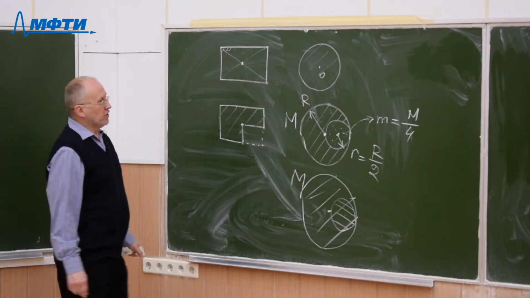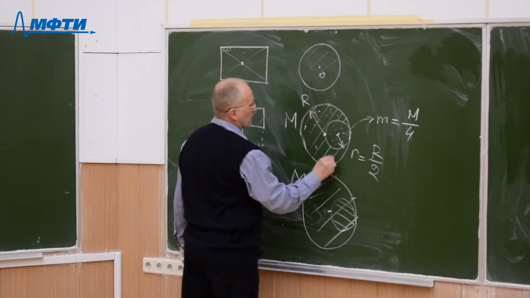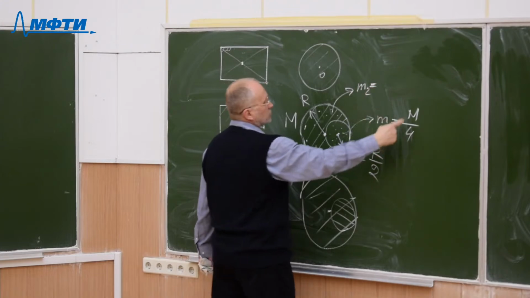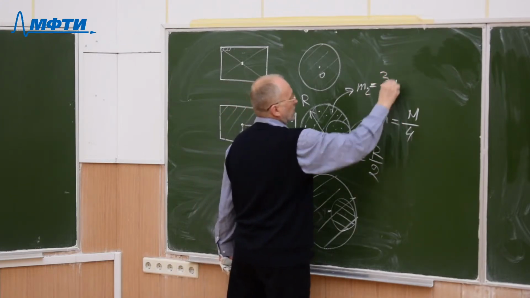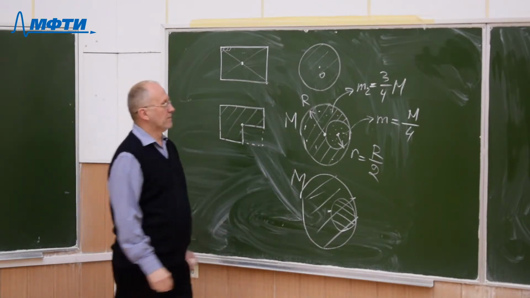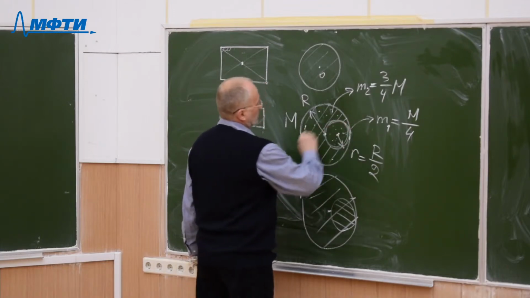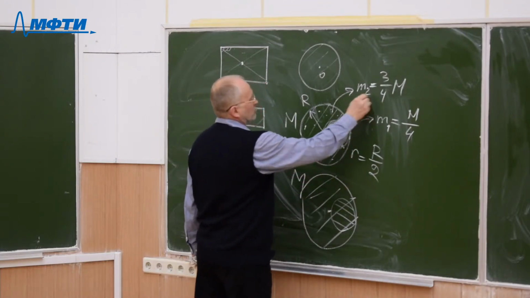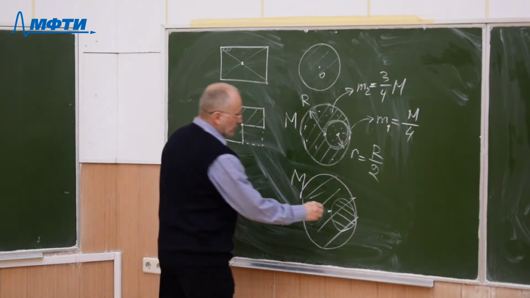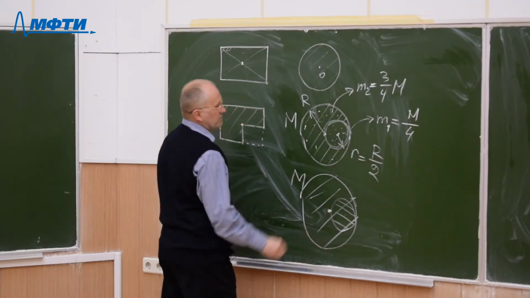So we know the mass of the remaining portion. The remaining portion here will have mass m2 equal to the remaining 3/4 parts of the original mass. And m1 is the smaller mass and m2 is the larger mass. So the original body had its center of mass here at the center.